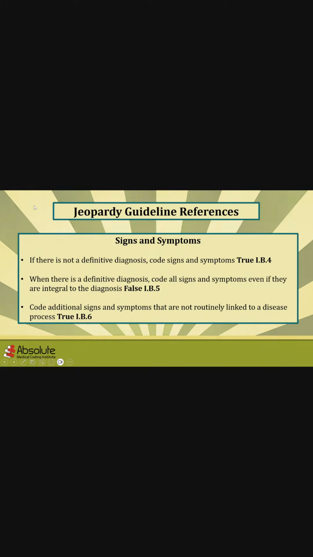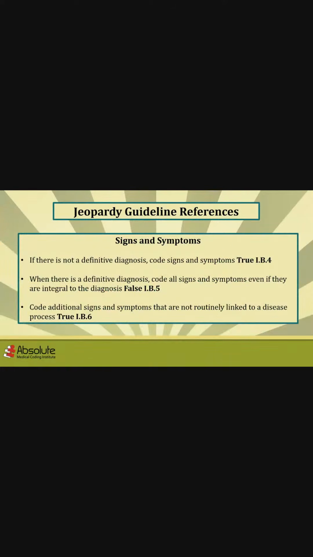All right. So for the first section, which was the signs and symptoms, these are all of the questions that I asked. These are the answers, and then these are the guidelines that I used for each one. So we see the true, and of course, like I said, the reason that this one was false was just because you're not going to assign additional codes for signs and symptoms routinely associated with a disease process. So that's what made that false.